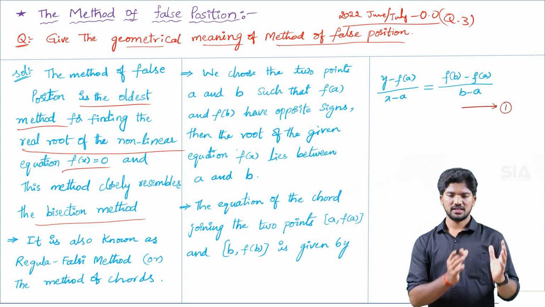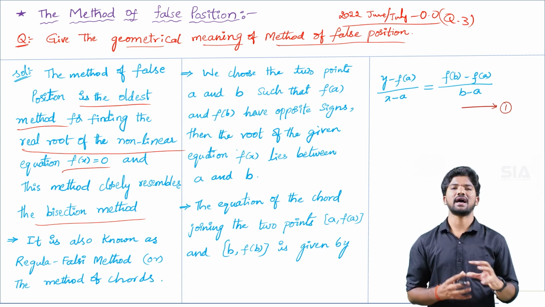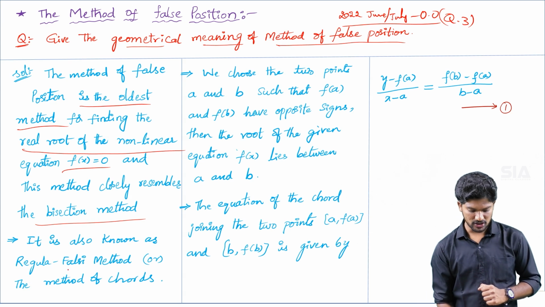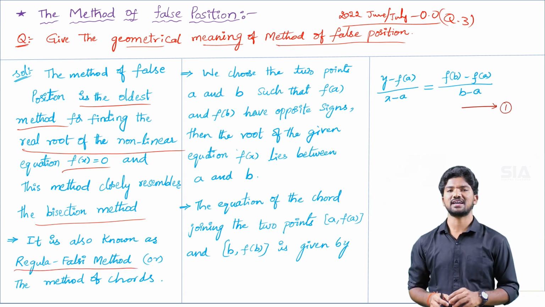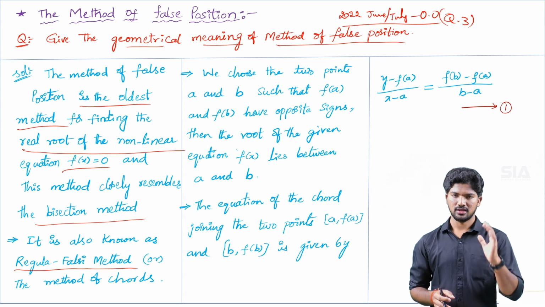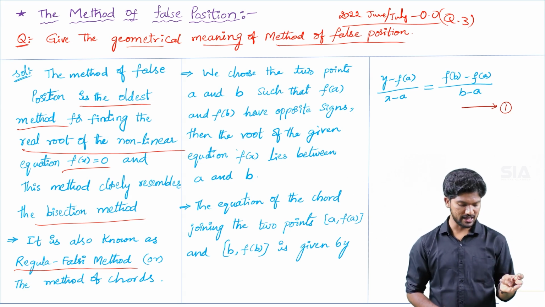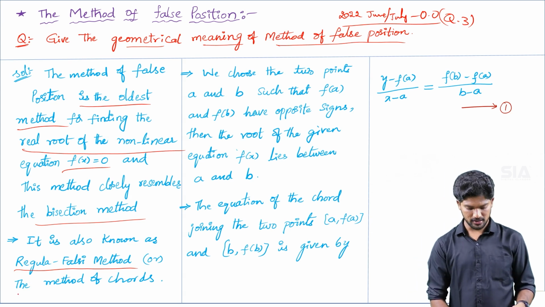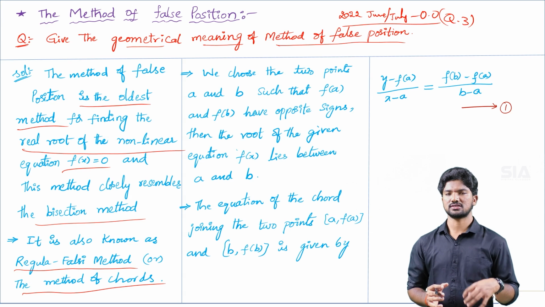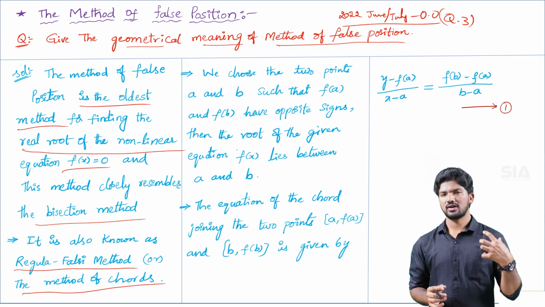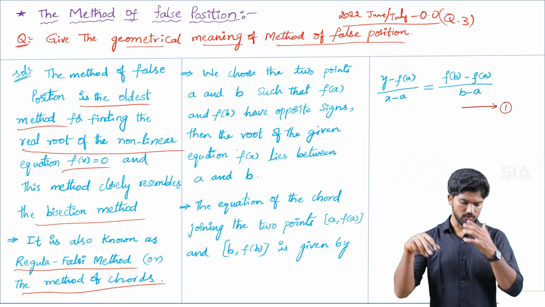In some particular cases the bisection method and this method have some similarities, therefore it is also known as the regular falsi method. The majority of people call it the regular falsi method. The original name is the method of false position, but the majority of people call it the regular falsi method, and some people call it the method of chords. Here a chord is nothing but a line, a curved line, so method of chords.